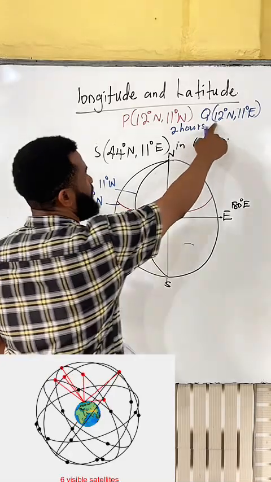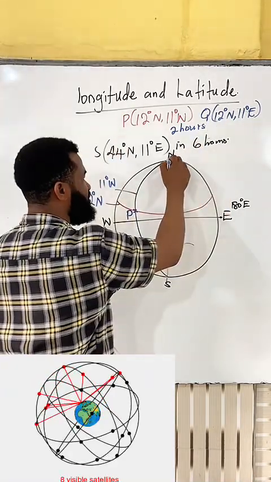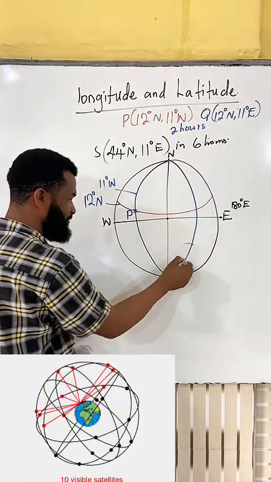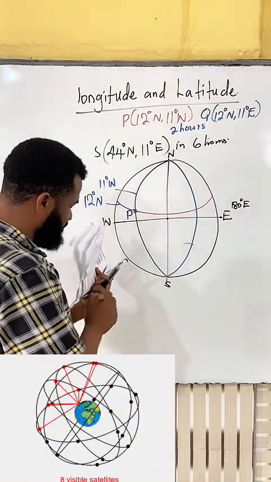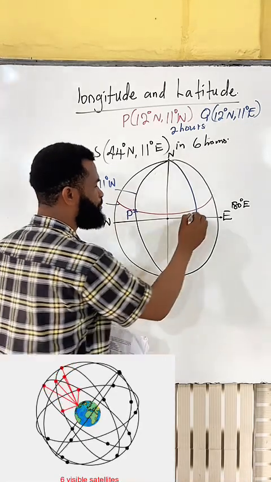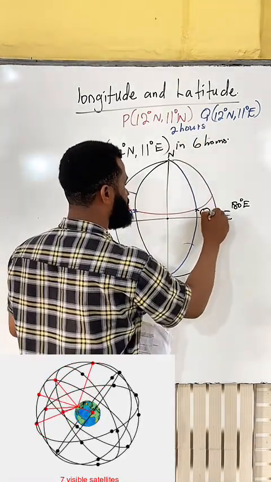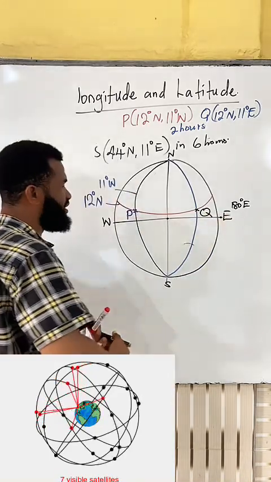Now let me draw another point, which is point 11 degrees to the east. So this is my 11 degrees to the east. And if you check very well, you see this point is what? Q. That is the point of intersection.